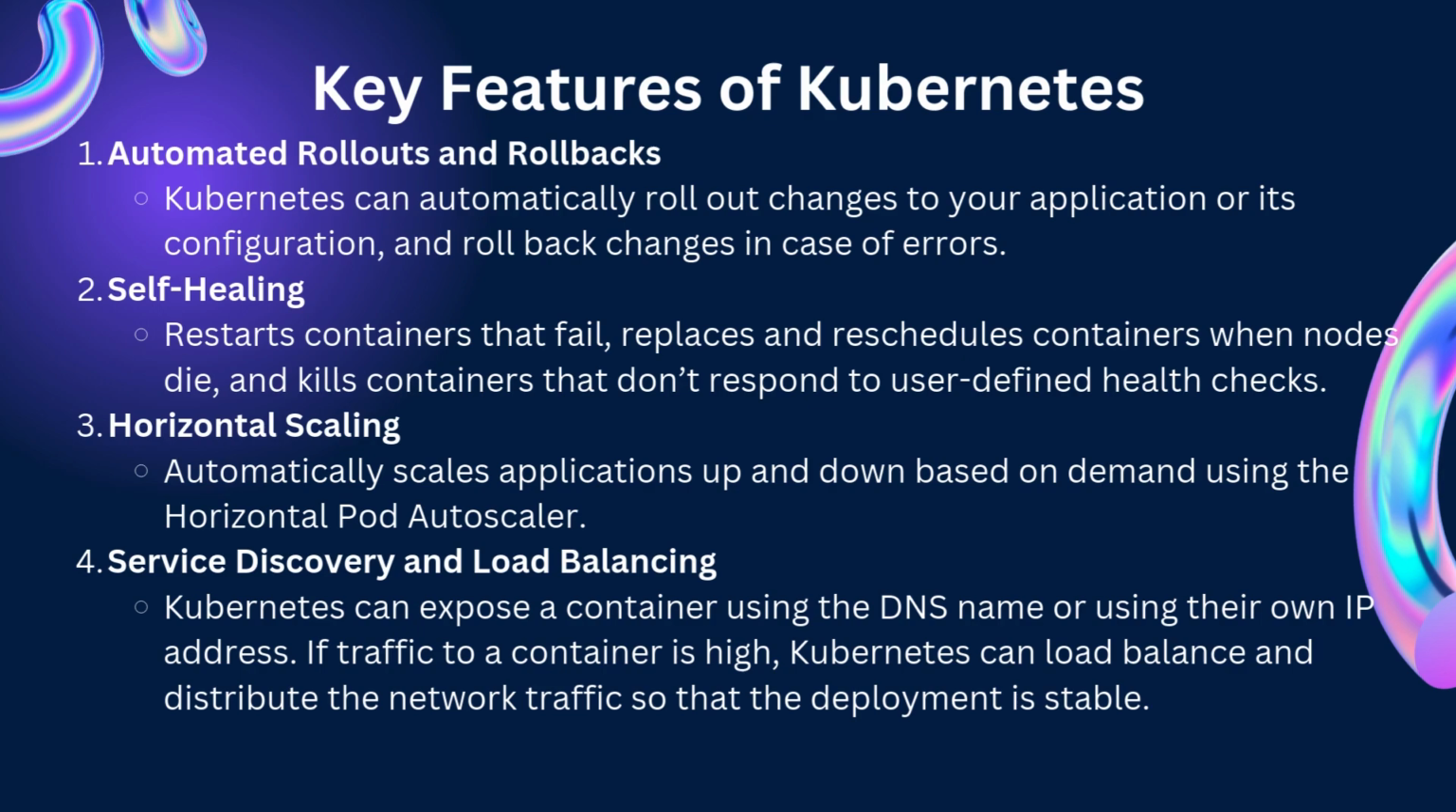Service discovery and load balancing. Kubernetes can expose a container using the DNS name or using their own IP address. If traffic to a container is high, Kubernetes can load balance and distribute the network traffic so that the deployment is stable.